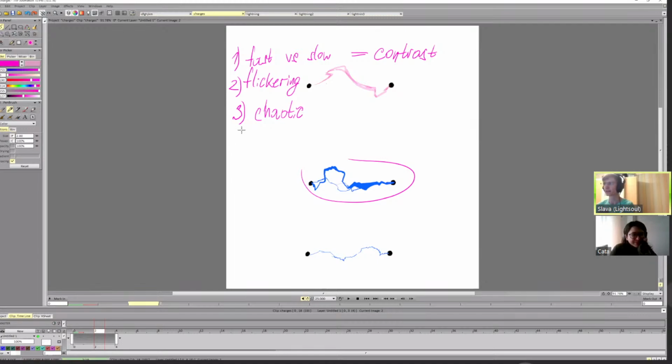So fast versus slow, flickering, being chaotic. And the fourth principle is probably one of the most important principles, and it doesn't even apply just to electricity, it applies to effects in general and characters to some degree. It's the wave principle, which is kind of an artificial concept, but it helps us animate scenes. What does it mean? So usually scenes are transferred in a certain pattern.